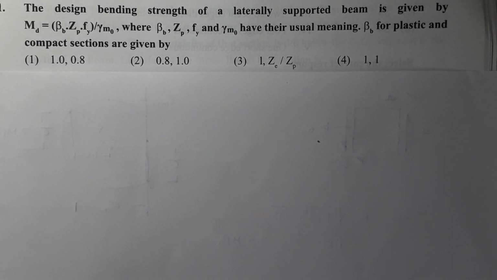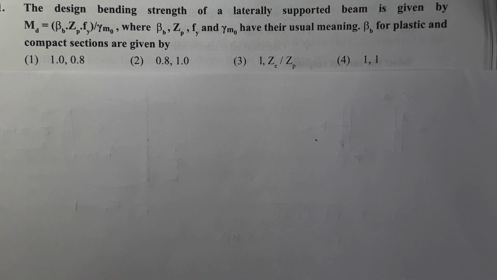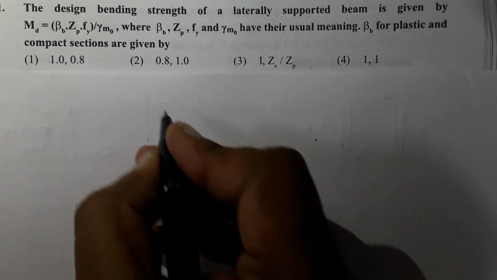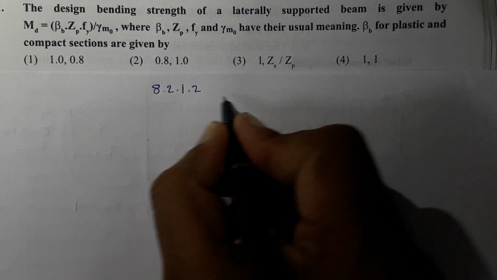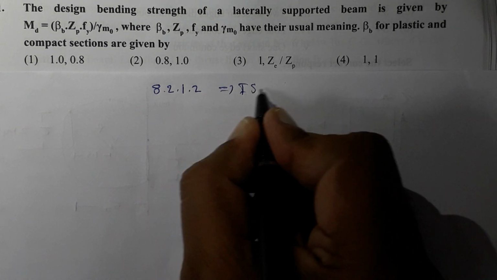Next question, the design bending strength of a laterally supported beam is given by MD is equal to beta B into ZP into Fy divided by gamma MO, where beta B, ZP, Fy and gamma MO have their usual meaning. Beta B for plastic and compact sections are given by. Now in order to have the correct answer for this question, we will have to go to clause number 8.2.1.2 in IS 800.